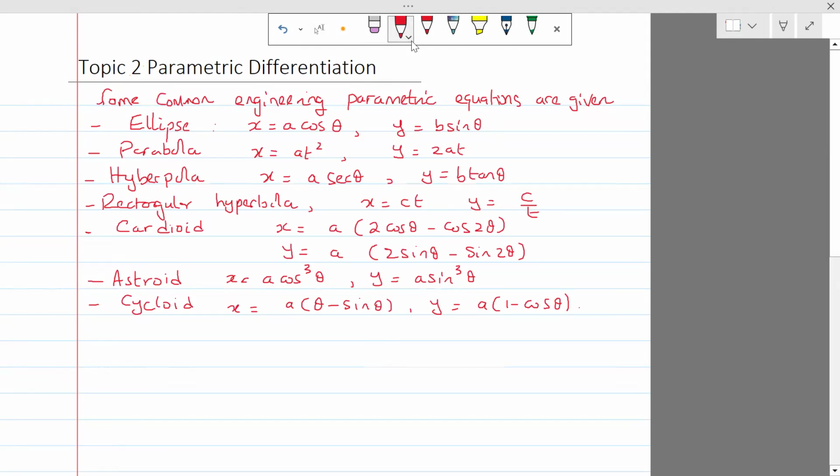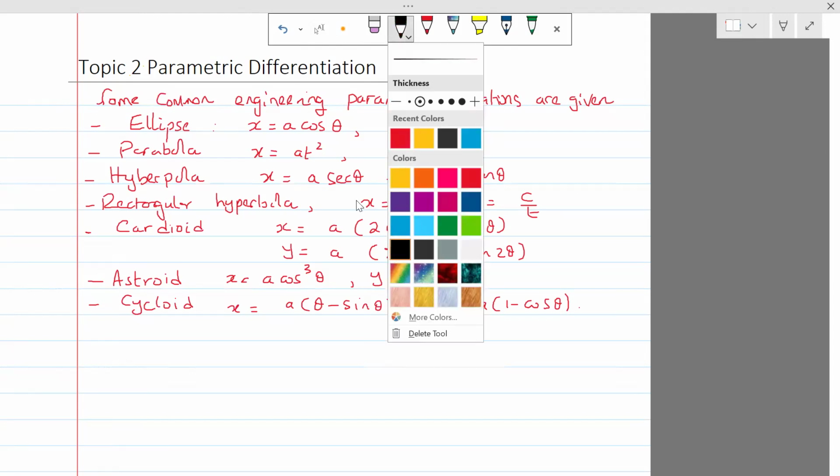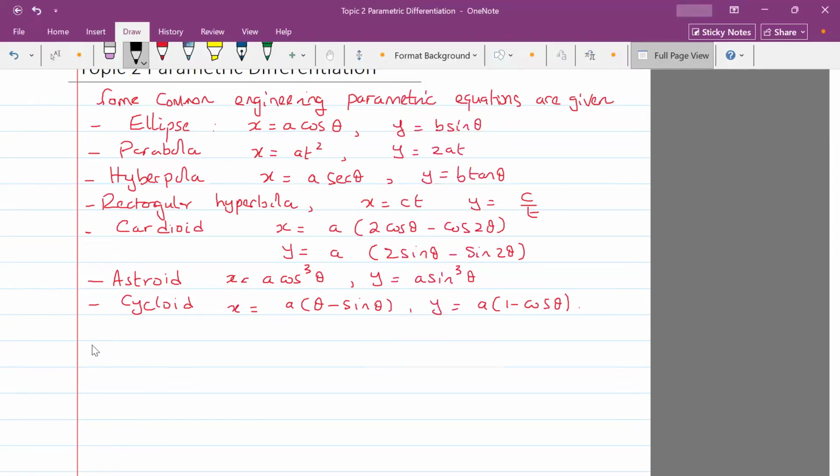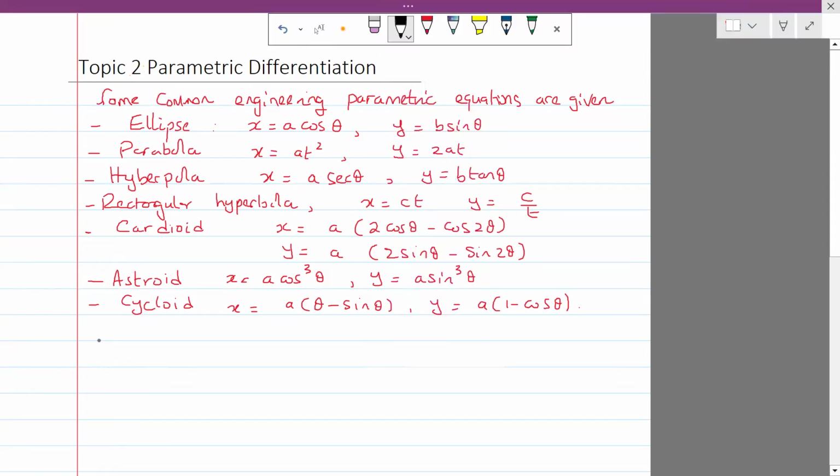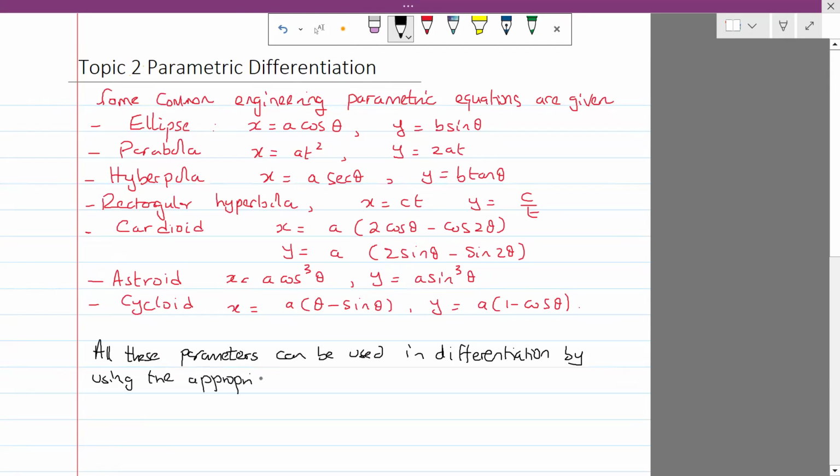So you have differentiation being applied now. All these parameters can be used in differentiation by using the appropriate rules of differentiation.